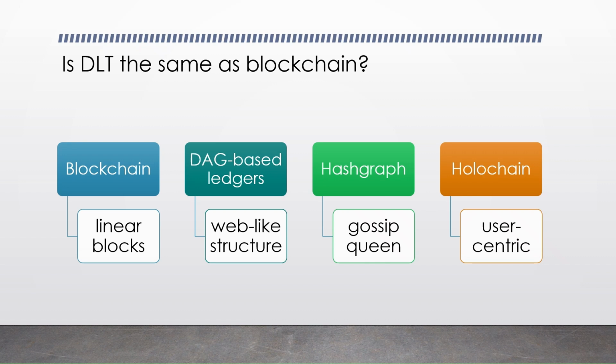Each user maintains their own chain, and these can connect to others in a peer-to-peer way. It's designed for scalability and individual autonomy, so it doesn't require full consensus across the entire network. Good. So once again, these are four common types of DLT, with blockchain being the most popular.